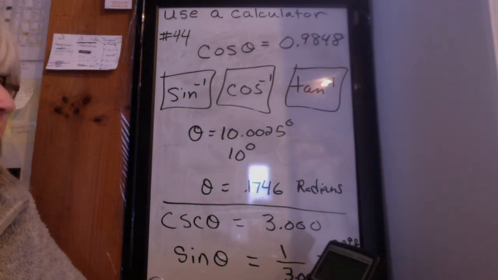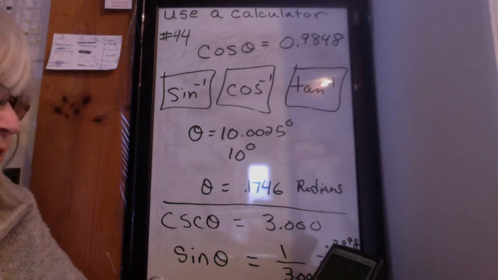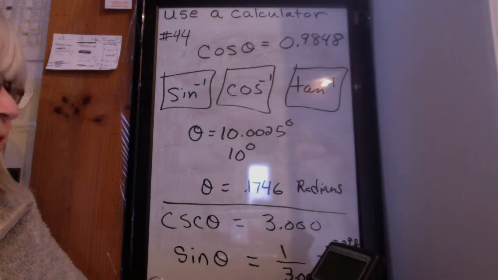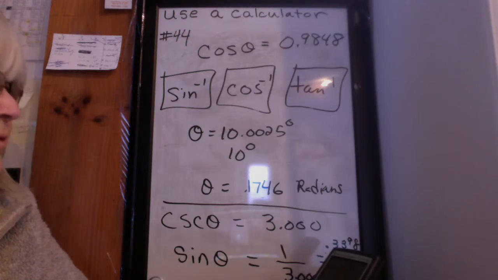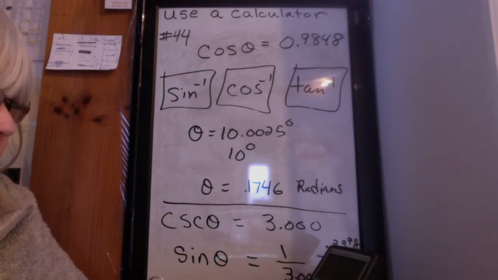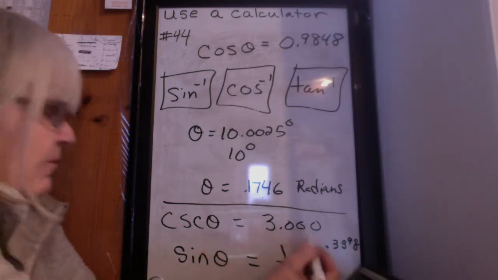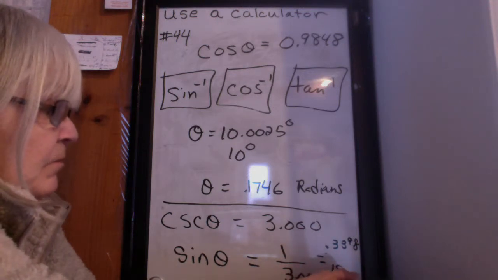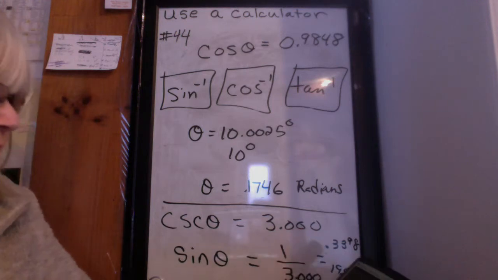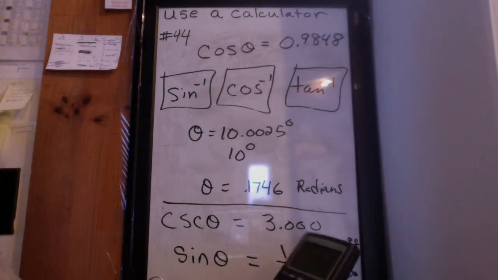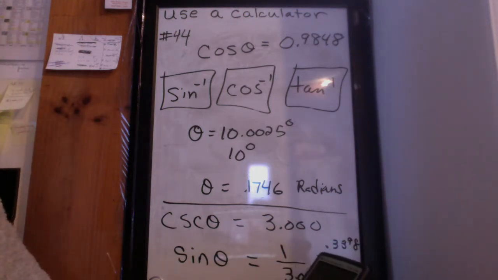All right, clear it out. So now I'm going to do the sine inverse of 1 divided by 3.000, and I get 19.47 degrees. 19.47 degrees. And you know, I could change it to radians and see if I got the right radians.